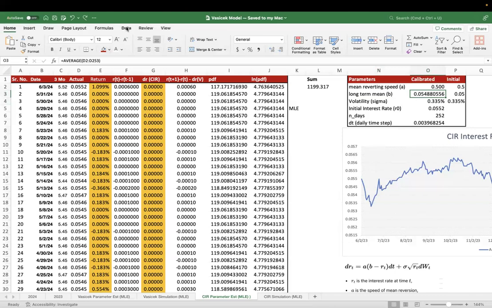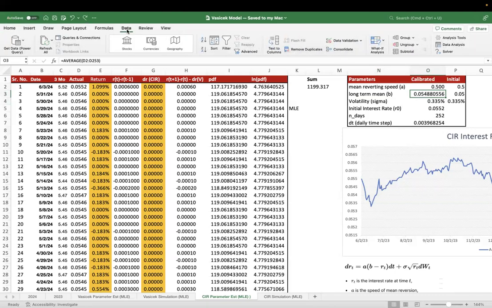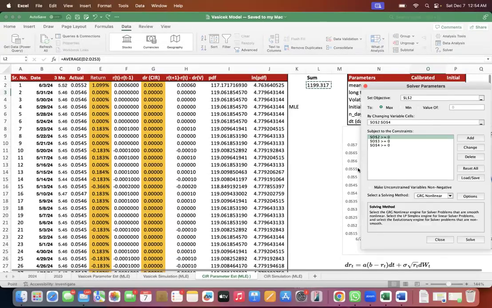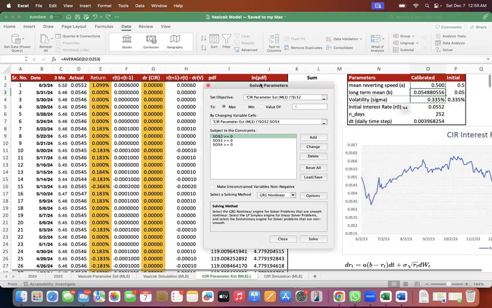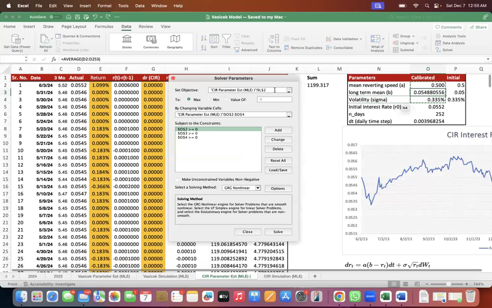So now how will we calibrate the parameters? Go in Data, go in Solver. In the Solver, what you have to do is set this function, which is L2. You maximize this value by changing these three parameters, which are A, B, and sigma. And what is the subject to constraint?